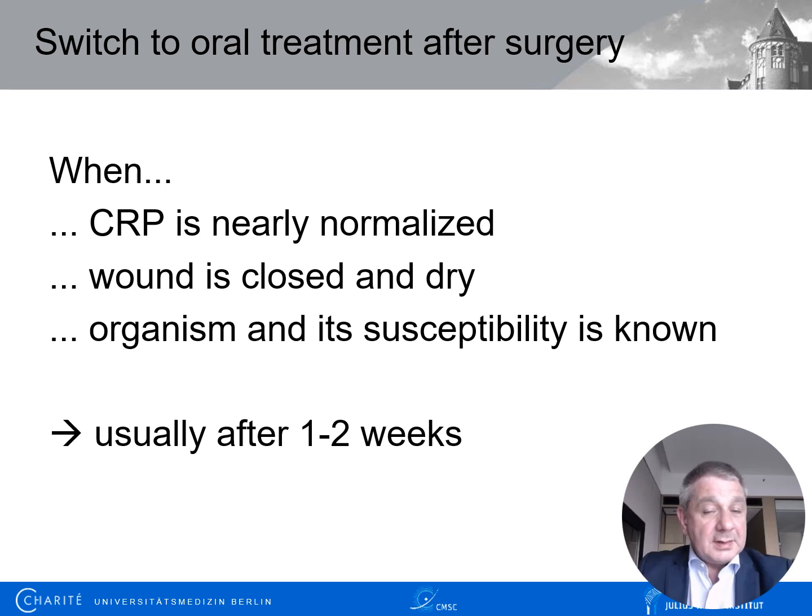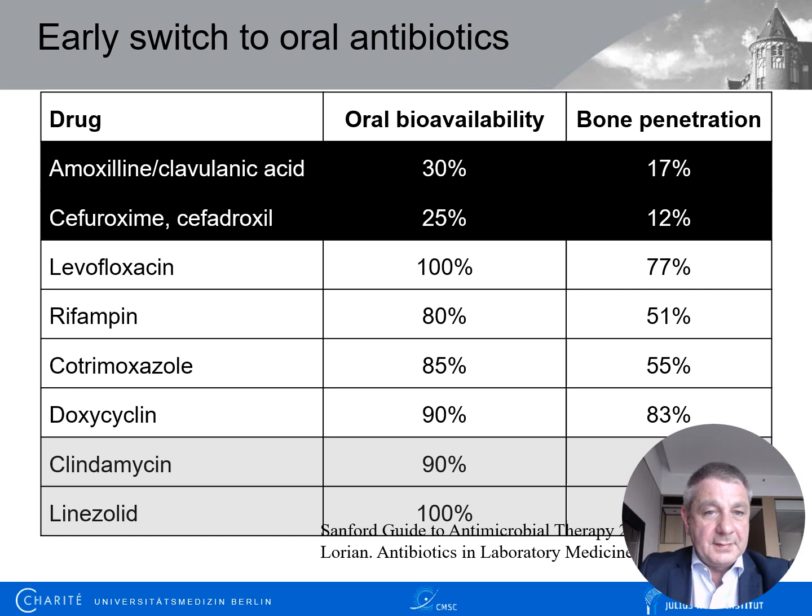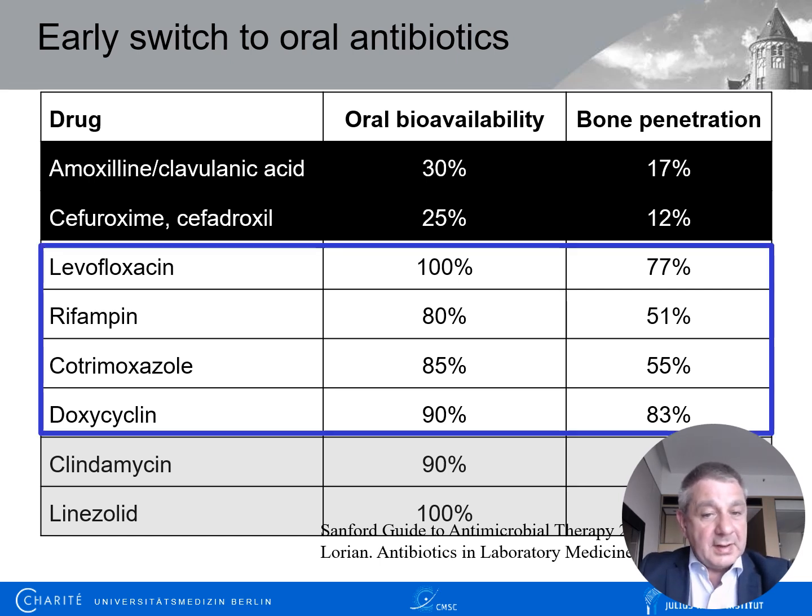We switch to oral antibiotics typically after 1 to 2 weeks, as soon as we know the pathogen and its susceptibility, the wound is dry, and the CRP is nearly normalized. We switch to oral antibiotics which are very well absorbed. You can see here these antibiotics are all at least 80% absorbed and also go well into the bone.